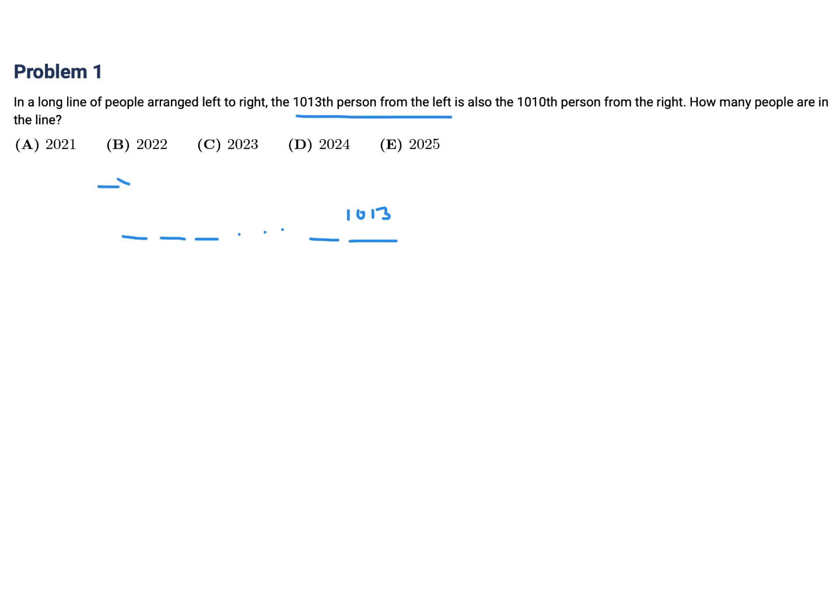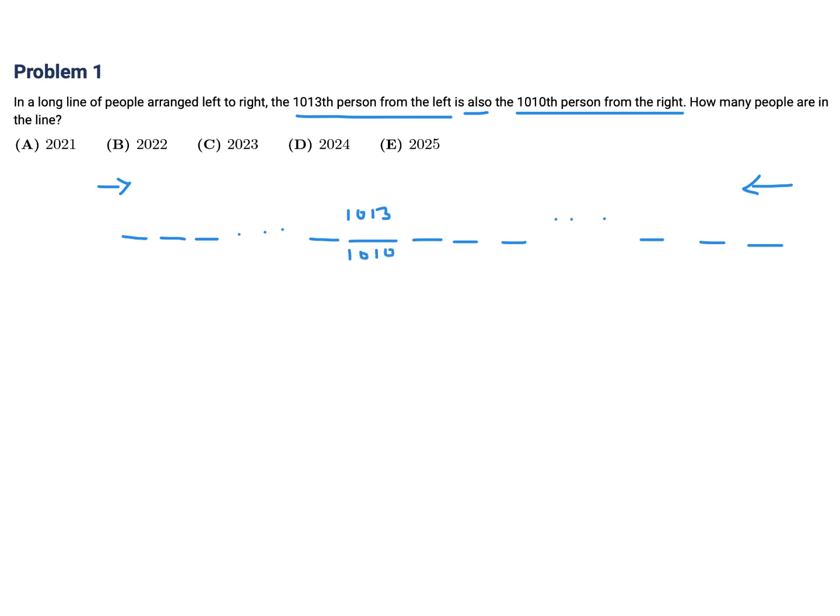Wait, hold on. I think I mixed this up. No, I'm right. Just second guessing myself. And then from the other direction, you are coming from the right, and eventually you get to, oh, also, the same person is the 1010th person. Okay, I got it.